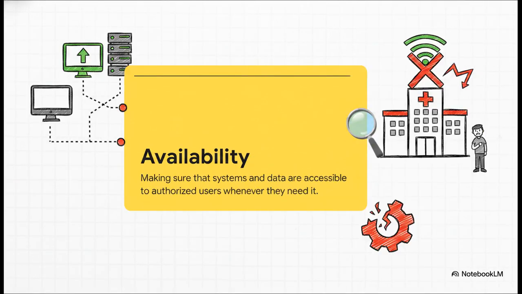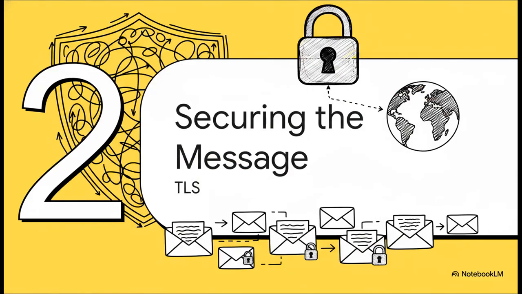This just means that when you're allowed to access something, you actually can. The system has to be up and running. Just imagine a hospital's entire IT system crashing during an emergency. That would be a catastrophic failure of availability. So, those are our goals: confidentiality, integrity, and availability. The what. Now let's look at the how, the actual tools we use to make those goals a reality.